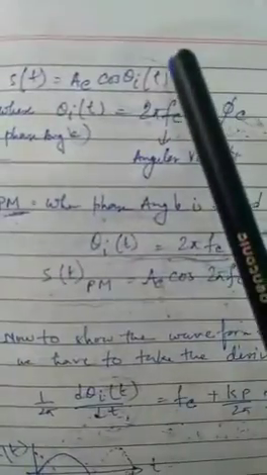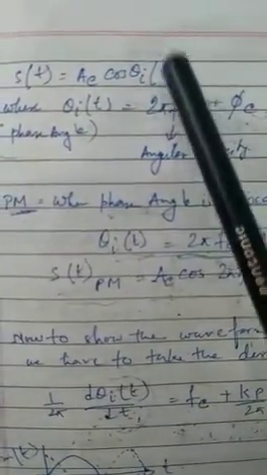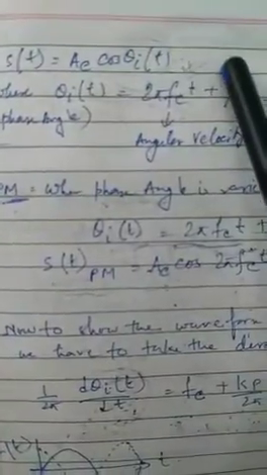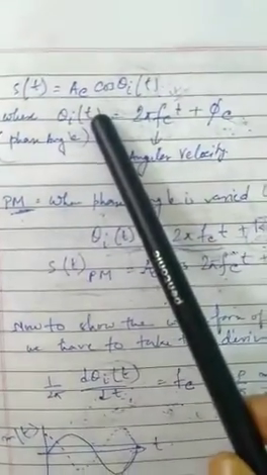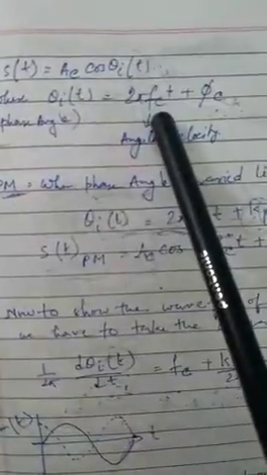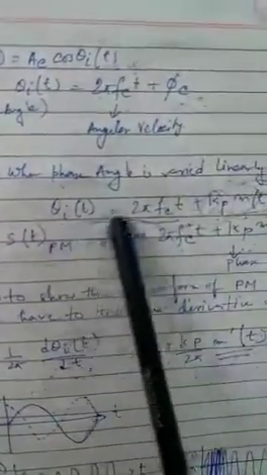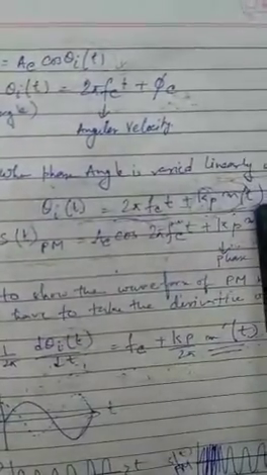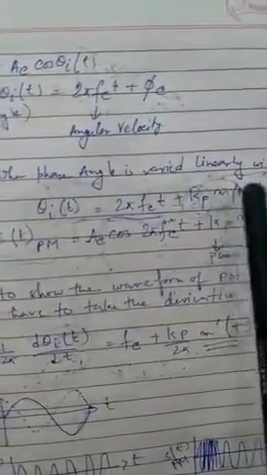Now if we take the phase modulated signal expression in this way, s(t) equals Ac cos theta i(t), where theta i(t) is a phase angle represented as 2 pi fc t plus phi c. Then we have to take this angle and modulate it. So after modulation, theta i(t) equals 2 pi fc t plus kp m(t), which is varied linearly with my message signal.